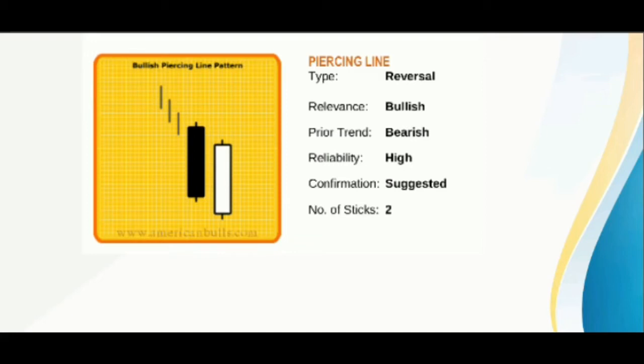The bullish piercing line pattern is a bottom reversal pattern. A long black candlestick is followed by a gap lower during the next day while the market is in a downtrend. The day ends up as a strong white candlestick which closes more than halfway into the prior black candlestick's real body.